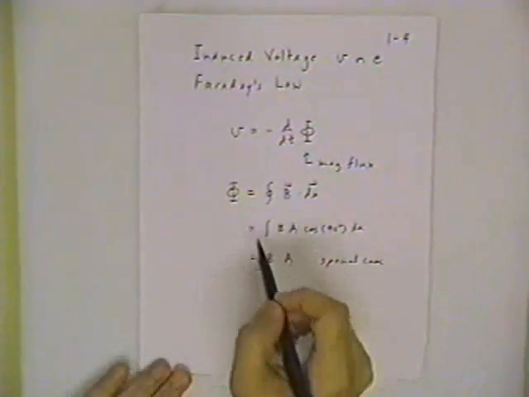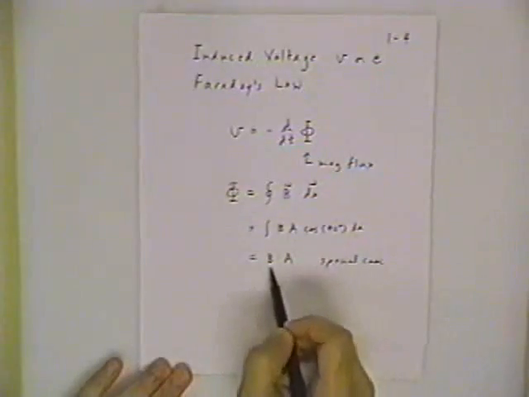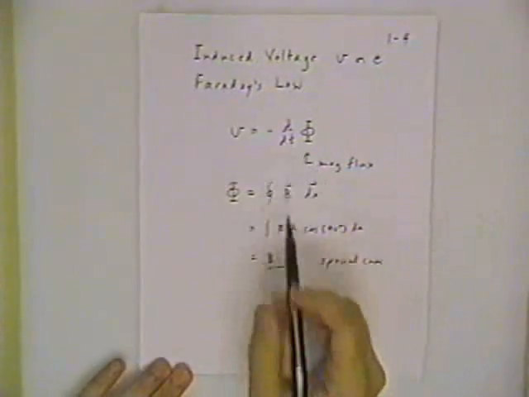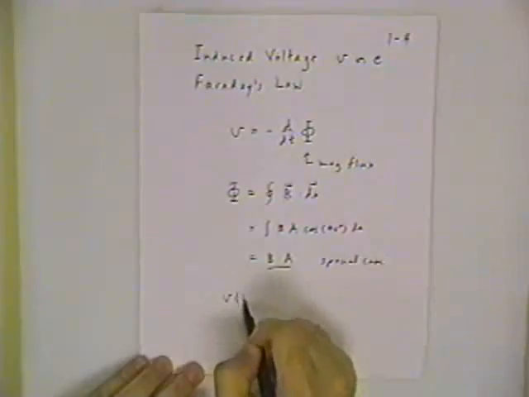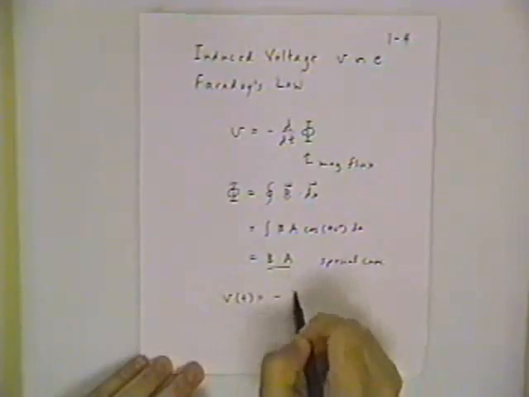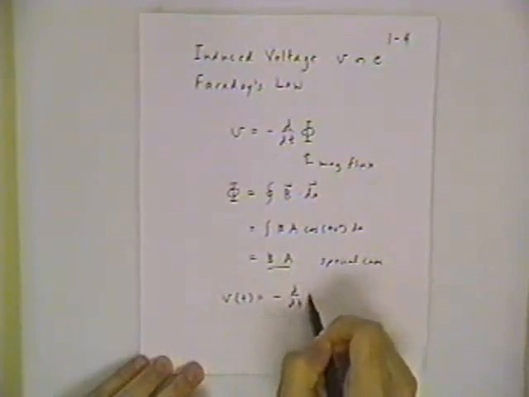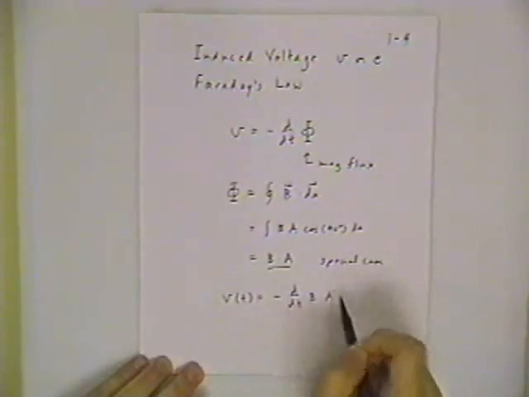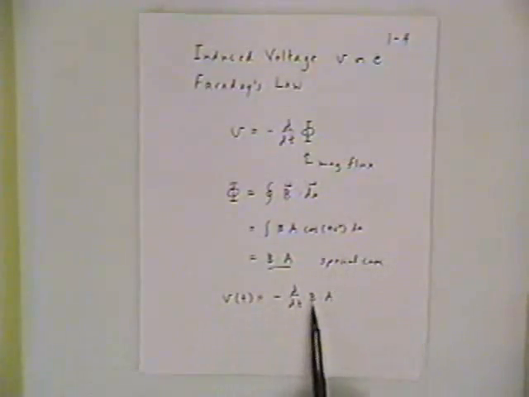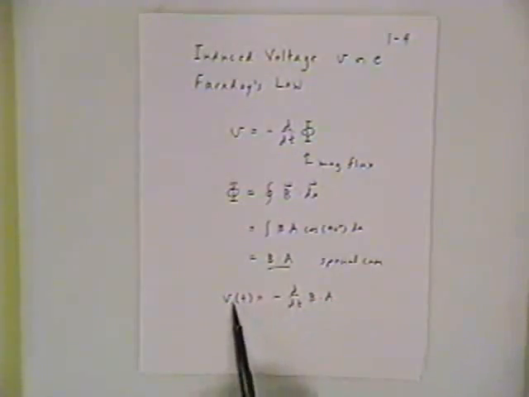Well, now it's clear what happens if you substitute the expression I just got for phi into Faraday's law. You have a v of t that's equal to the time derivative of B times A. So if we can contrive to vary either the magnetic flux density or the area with time, then we will achieve an induced voltage. And this is the basic idea of how motors work. So let me elaborate on that a little bit with a diagram.